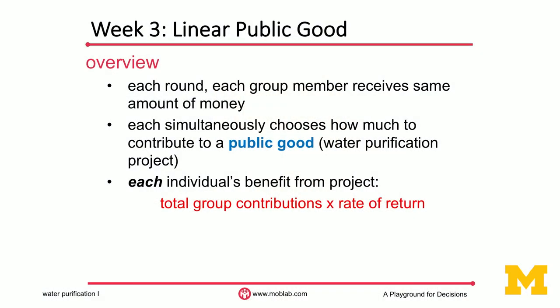So let me give a brief overview of the game, and then we're going to analyze the game and look at the data. In each round, each group member receives the same amount of money, that's your endowment. And you can simultaneously choose how much to contribute to a public good. In the Mob Lab experiment, they call it the water purification project, in the sense that that's clean water which will benefit everyone. And each individual's benefit from the project is the total group contributions times the rate of return.